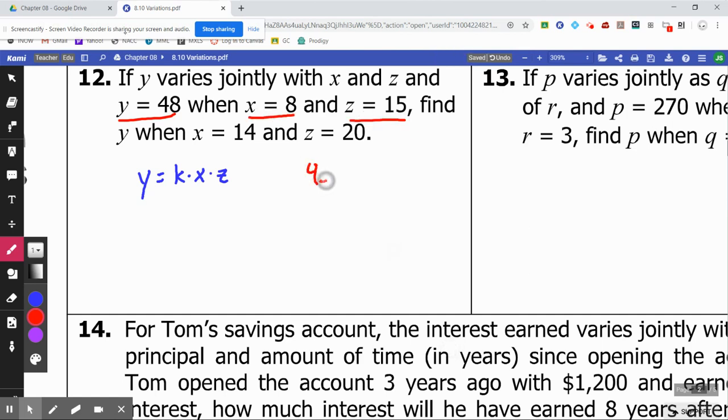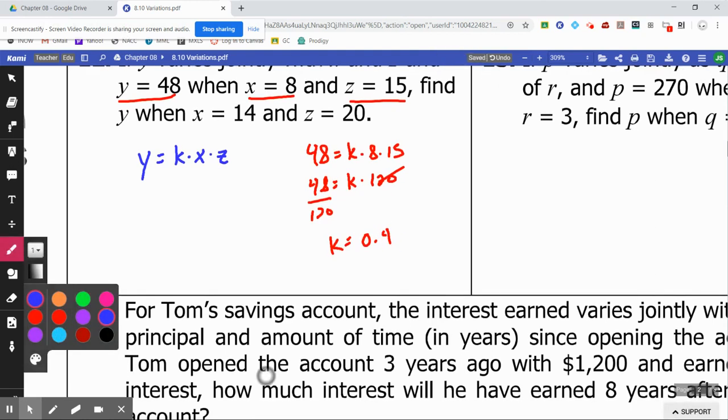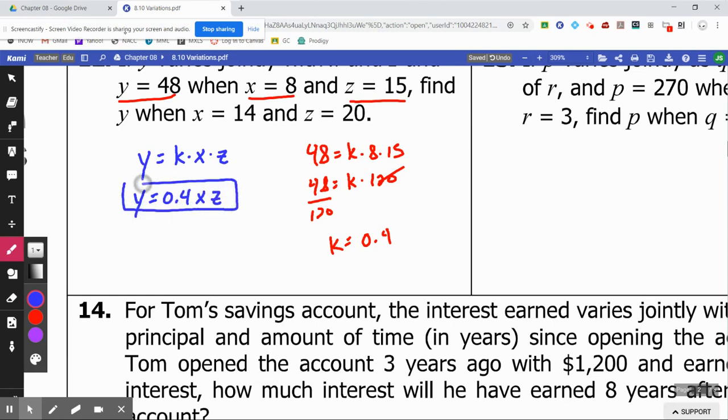So y is 48 equals k times x is 8 and z is 15. Multiply that 8 and 15, you get k times 120. You will then divide by 120, and that gives you that k is equal to 0.4. So therefore, let's go back to our equation, and we now have our constant of variation. 0.4 times x times z is now our equation.